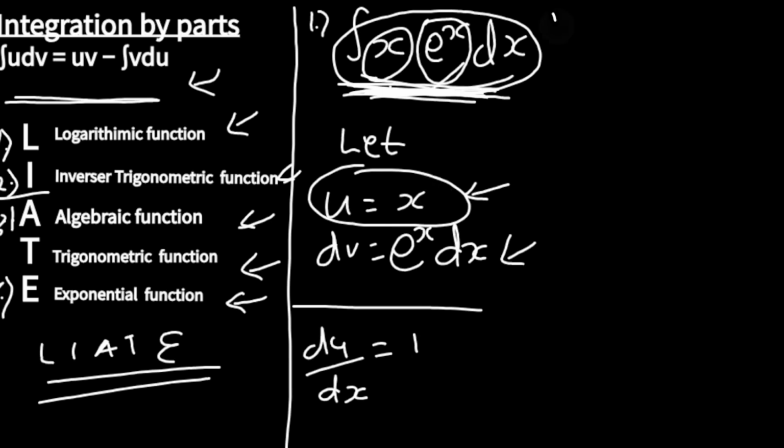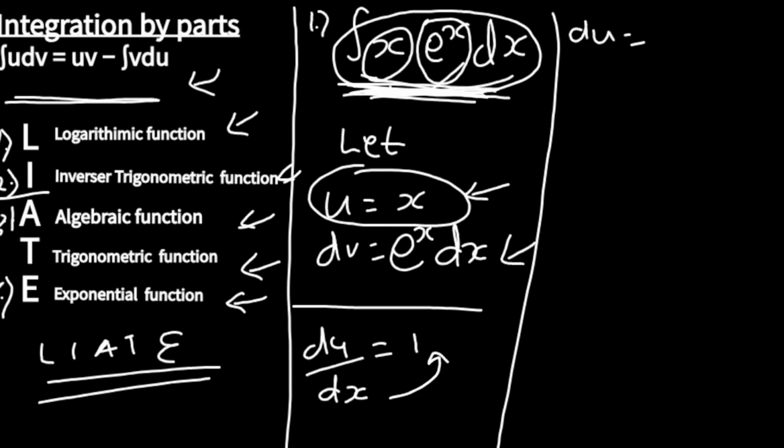The next thing is to make du the subject. When we were doing integration by u substitution, it was dx that we made the subject. But in integration by parts, it is du you make the subject. So let us make du the subject. You take dx to the other side. So we have du equals dx.